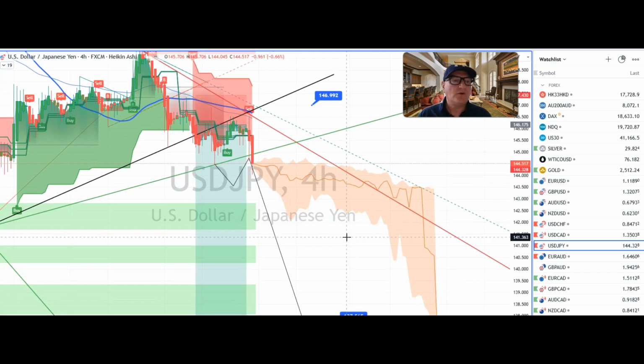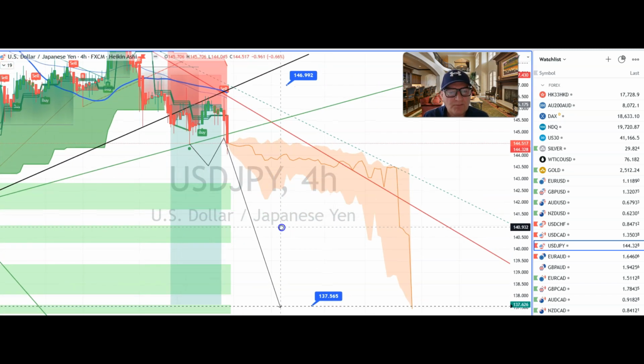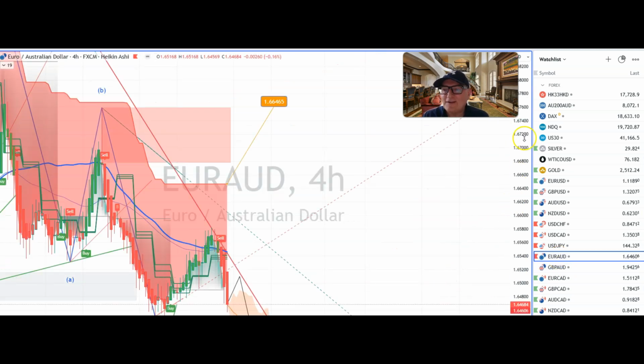A breakdown on the US yen. This is what we want to see. There are some support lines, as you can see here. I prefer to see no support lines, but nonetheless heading for 137.56. Euro Aussie, are you keeping up?